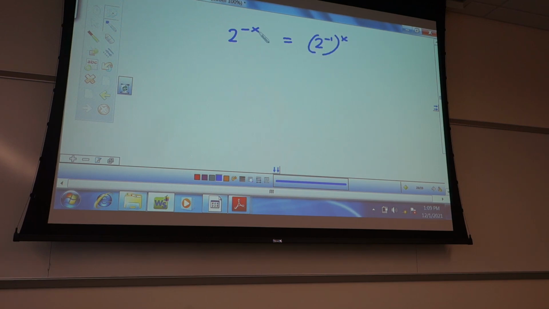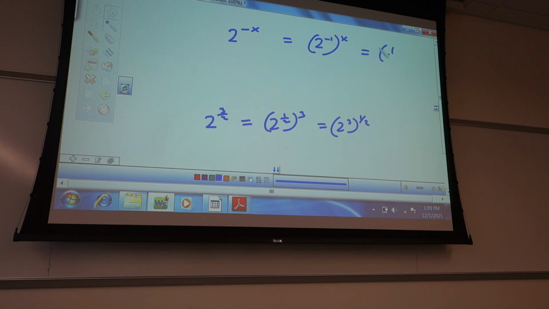Remember, we can separate these out. I don't know if you folks remember, but 2 to the 3/2 is the same thing as 2 to the 1/2 to the 3rd, or I can move them the other way, 2 to the 3rd to the 1/2. Power to power, you multiply them. So these are the same thing. What's 2 to the negative 1? 1/2.